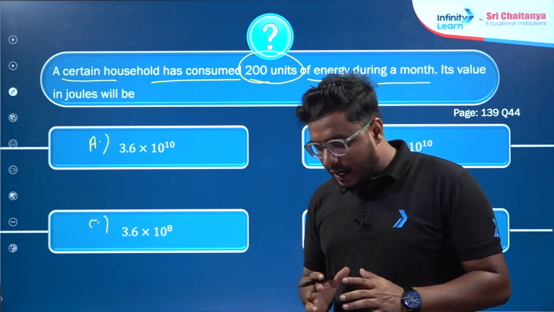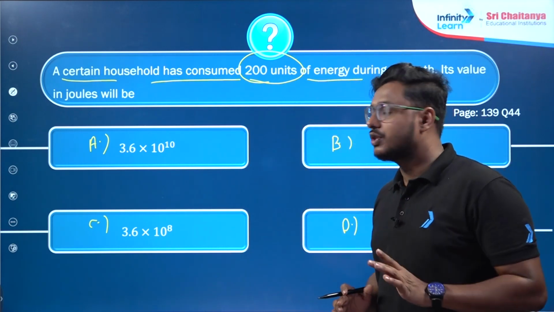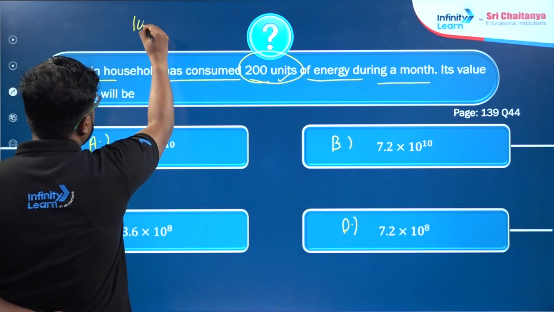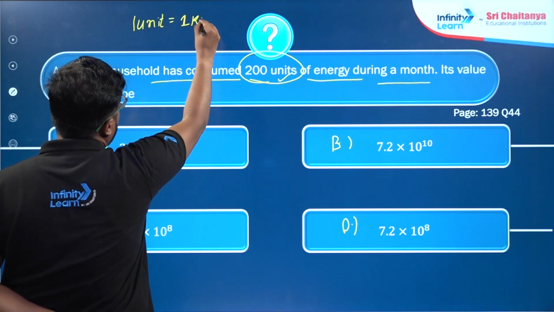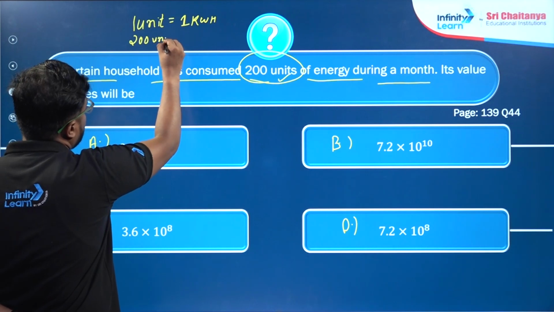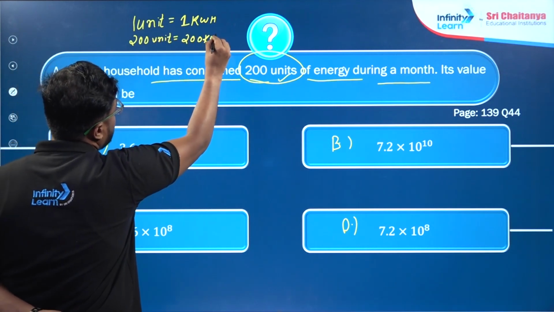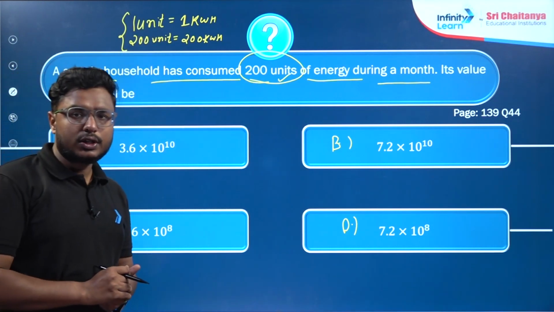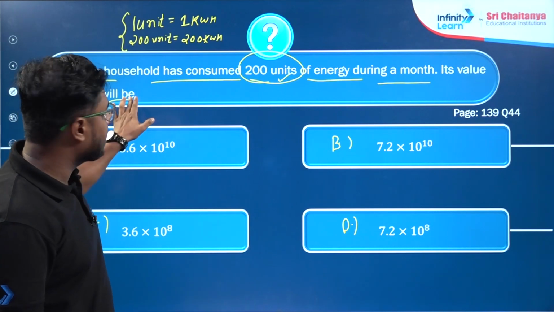Okay, so everyone, this question is very simple, but if you're not remembering one thing, you can make a mistake here. What is the meaning of unit here? 1 unit is equal to 1 kilowatt hour. So 200 units means 200 kilowatt hour, right? Now simply you need to convert it into joules only, right? In joules it is asking you.